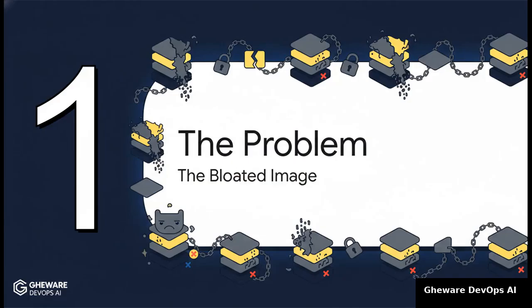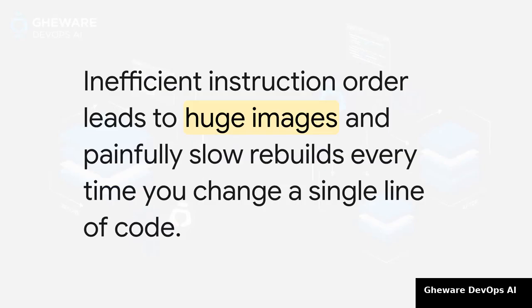Okay, first up, we're going to dissect a super common but incredibly inefficient Dockerfile. Let's call this our problem child, because it's the perfect example of what not to do. This right here, this is where all the bloat begins. This probably looks pretty familiar, right?